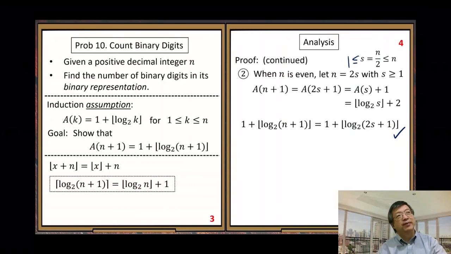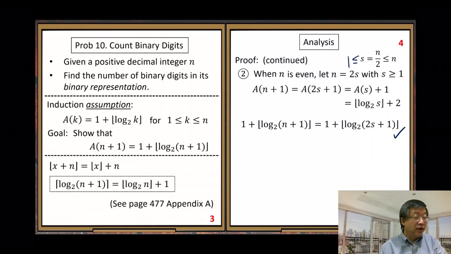This one. Left-hand side, ceiling function of log base 2 of n plus 1, equals floor function of log base 2 of n, then plus 1. It's not easy to prove. You need to do a lot of work, but here we do not need to prove it. We just use it, and we can find it in Appendix A. So let us use it directly.